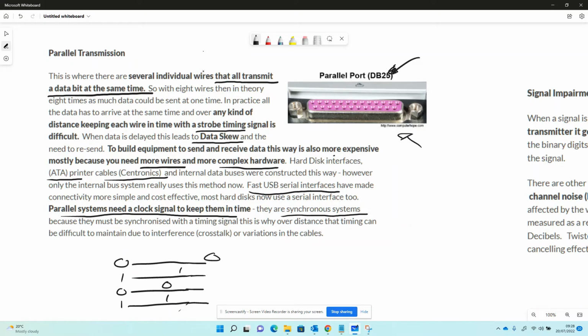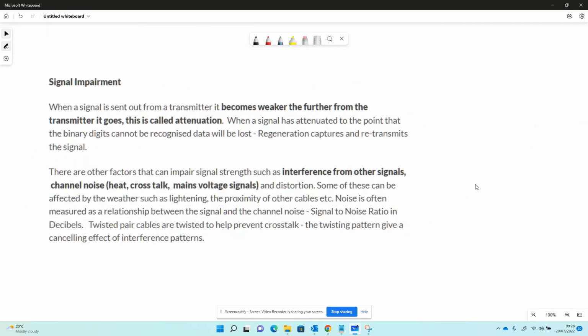So that's parallel. What can cause issues in parallel communication can actually be caused in any kind of communication, some of these, but it certainly is a problem in parallel. So, signal impairment. If you send a signal from your transmitter, it becomes weaker the further from the transmitter it goes. That's called attenuation. So if your signal starts off like this, it's probably going to attenuate as it goes further along. It will get weaker as we go further along.